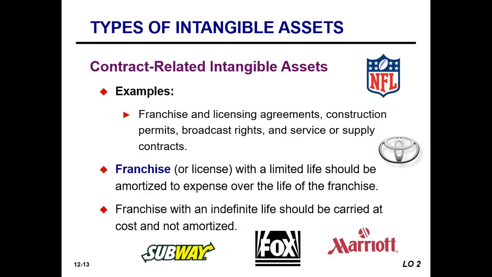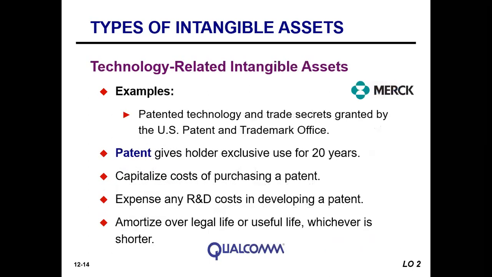Contract related intangibles, examples of these: franchise and licensing agreements, construction permits, broadcast rights, service or supply contracts. Again, if it has a limited life, it should be expensed over the life of the franchise. If it's an indefinite life, it should be recorded at cost, not amortized, but rather tested for impairment periodically.